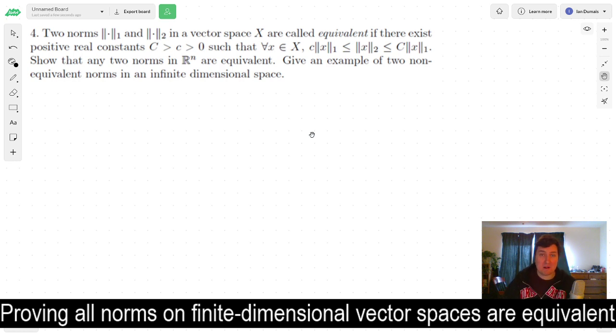Today, I'm going to look at solving this problem, and basically it comes down to proving that all norms on finite dimensional vector spaces are equivalent. So I got the title at the bottom, so that when I'm deep into this thing, if anyone joins in the middle, they at least know what the goal is.